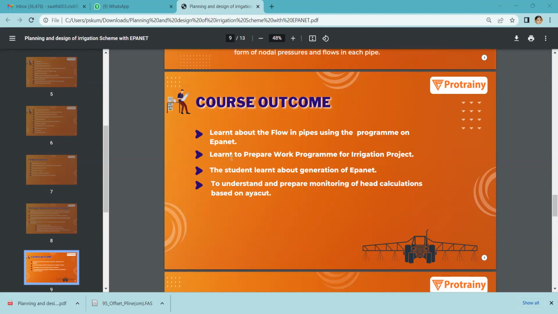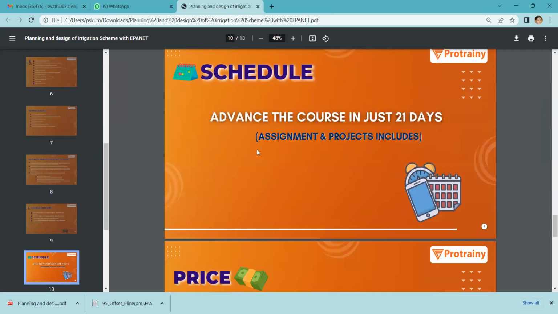Students will learn about the generation of EPANET: how to generate it and how to superimpose it from the drawing to EPANET. There is no need to draw each and every line in EPANET; directly superimpose it from the drawing. Also understand the preparation and monitoring of the head calculation based on the ayacut. Most of you already listened to the previous demo, to understand how to prepare the head calculations and how much ayacut is available.